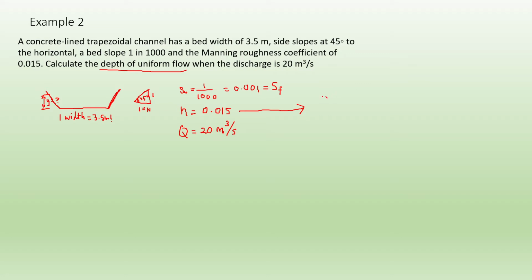Since n is given, we immediately know that we have to use the Manning equation to solve this problem. So the equation is Q is equal to A over n times R to the power of 2 over 3 times square root of S. Since y is not known, we do not know A, we do not know R. But we know S, we know n, and we know Q.